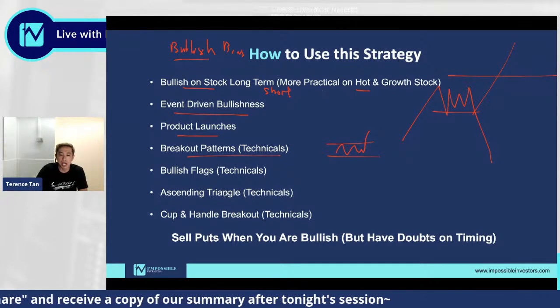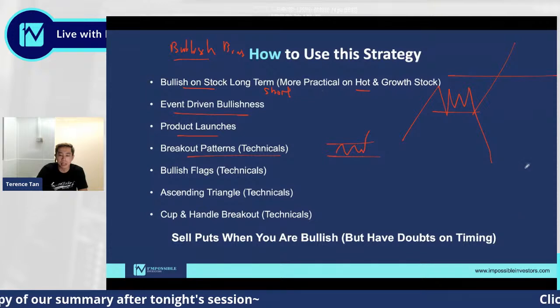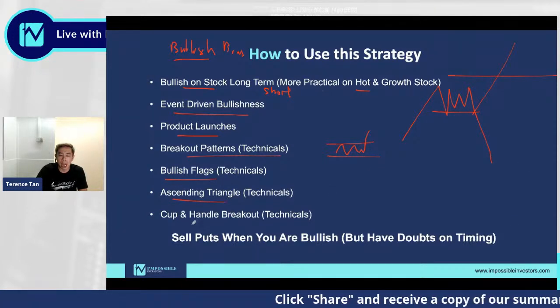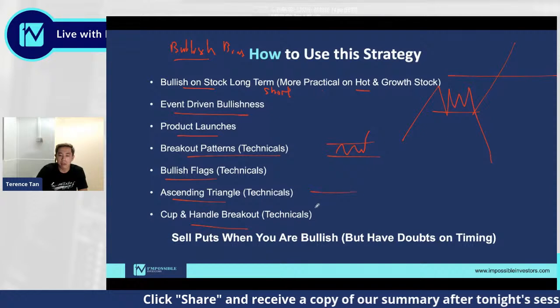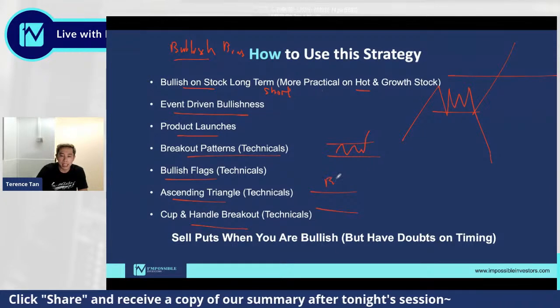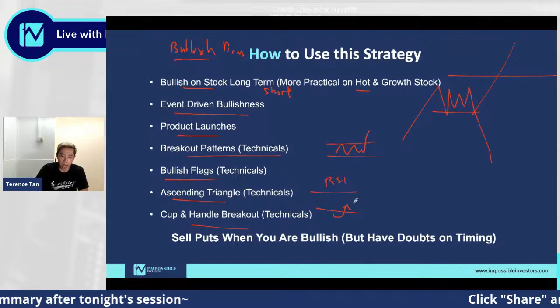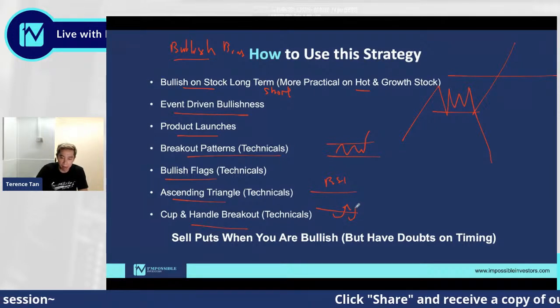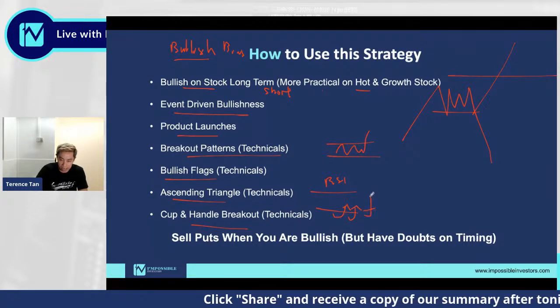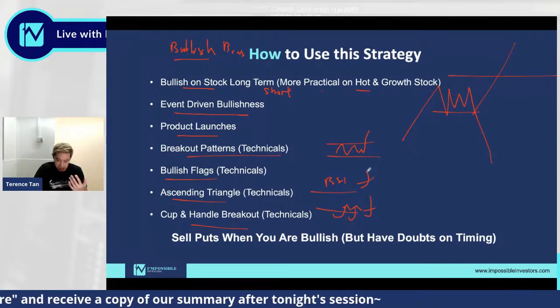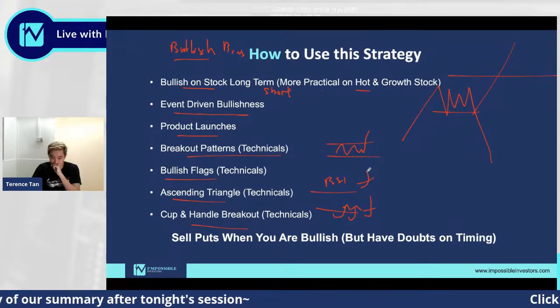Now next one over here, your bullish flags, your ascending triangle, your cup and handle. And then you have your oscillators over here, for example, your RSI cutting back up, your stochastics cutting back up, your MACD line cutting back up, your moving averages line cutting up. These kind of technical indicators over here.